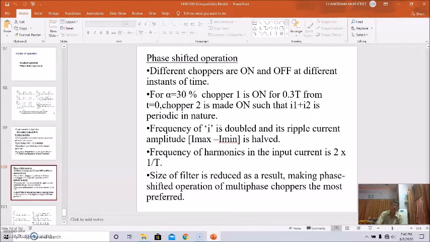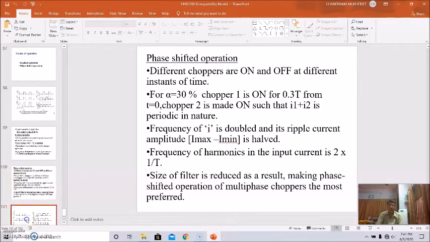For alpha 30%, chopper 1 is on for 0.3 T, where T is the chopping period, from t equal to 0. Chopper 2 is made on such that I1 plus I2 is periodic in nature, and the frequency of I is doubled, and its ripple current amplitude, I max minus I min, is halved. The frequency of harmonics in the input current is twice 1 by T, and the size of the filter is reduced. As a result, phase-shifted operation of multi-phase choppers is the most preferred.